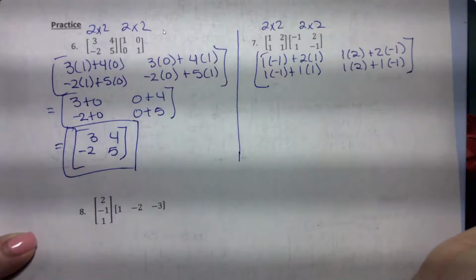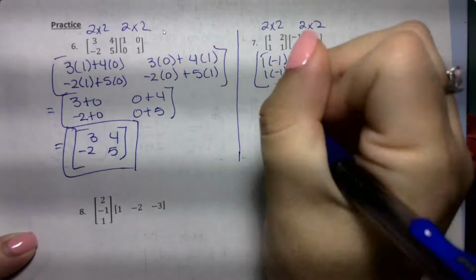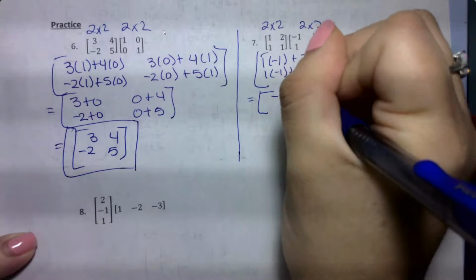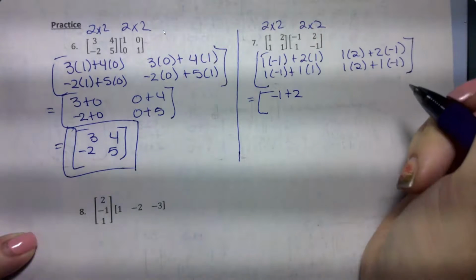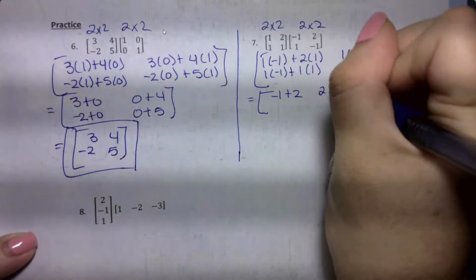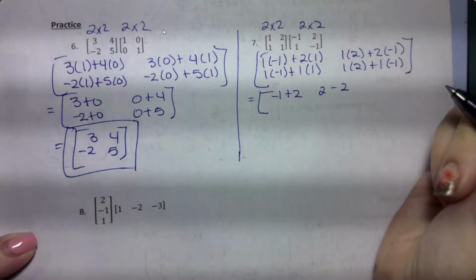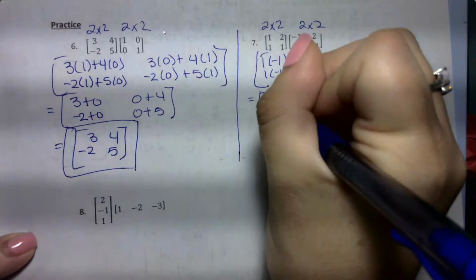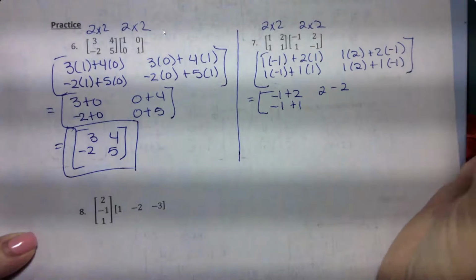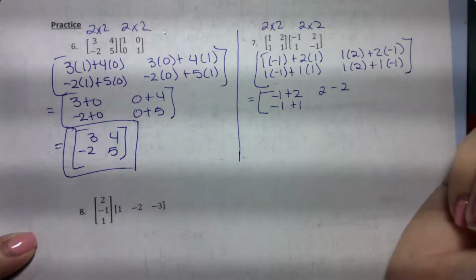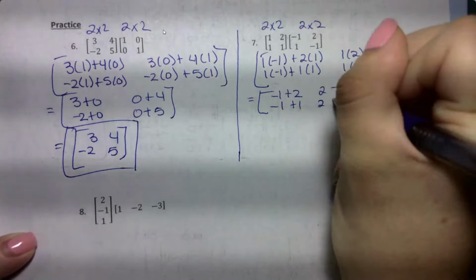Okay, I'm going to draw my matrix out. I want to go ahead and multiply. So I get negative 1 plus 2 for my first row, first column. First row, second column, I get 2 minus 2. Second row, first column, I get negative 1 plus 1. Second row, second column, I get 2 minus 1.